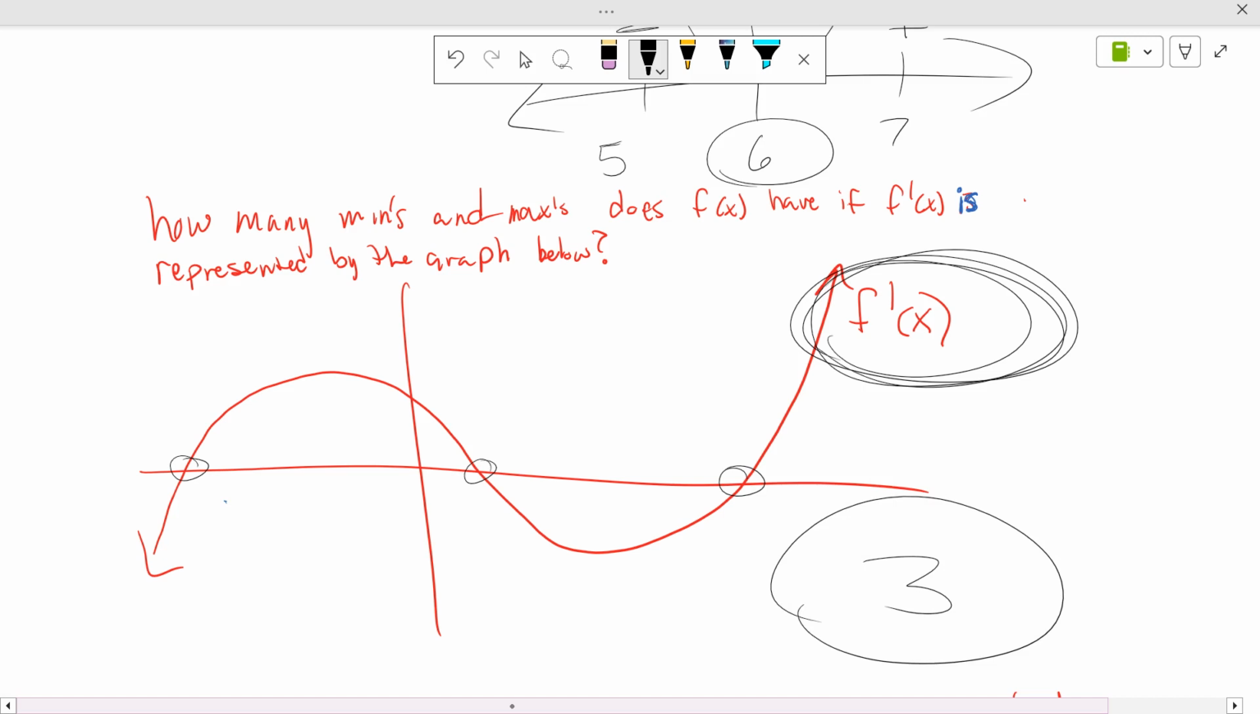This is going from negative to positive, so this would be a min, max, min.